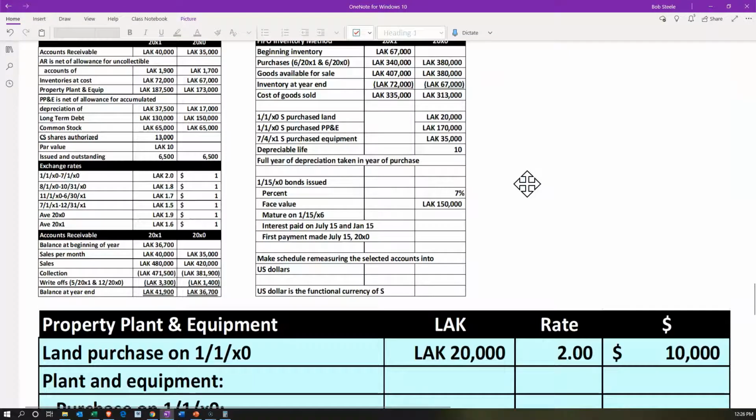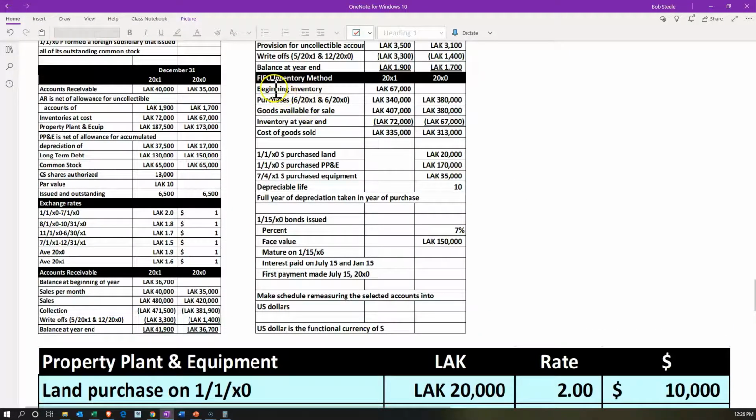So if we go down, we're going to say, all right, inventory, first in, first out. So last year we had these items happening, and then we had the beginning balance left over from last year, but those are going to be the first units that were sold, and then there were more purchases of 340,000, and then the sales were here, and now we have the ending inventory, the 72,000, which we're assuming all consists of the latest units that were purchased because we're using the first in, first out method.